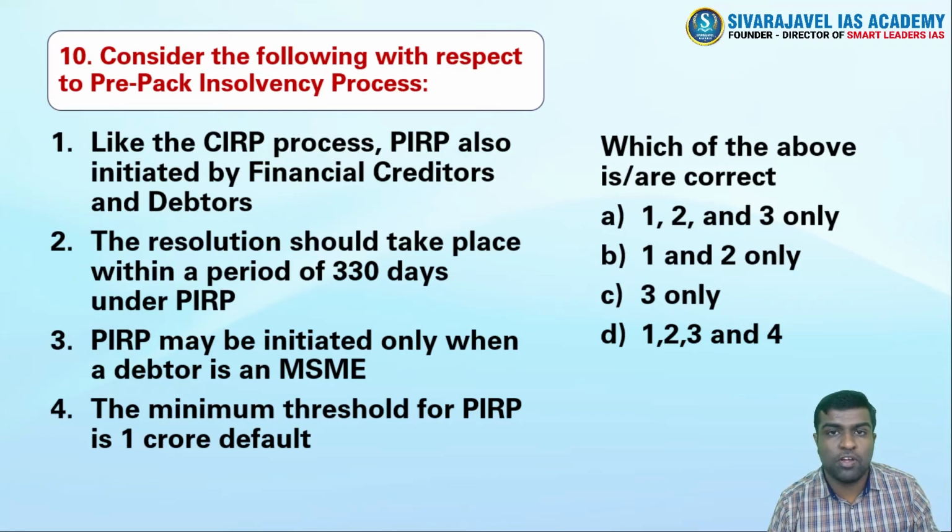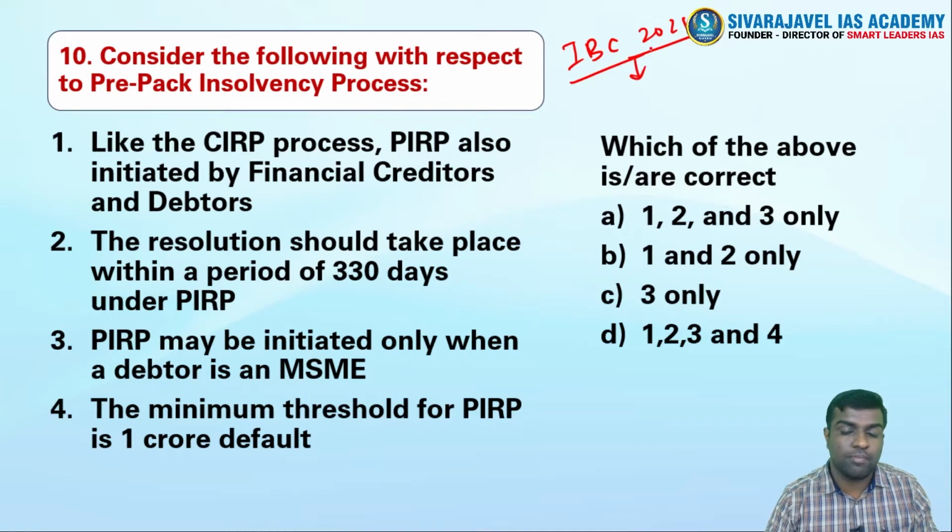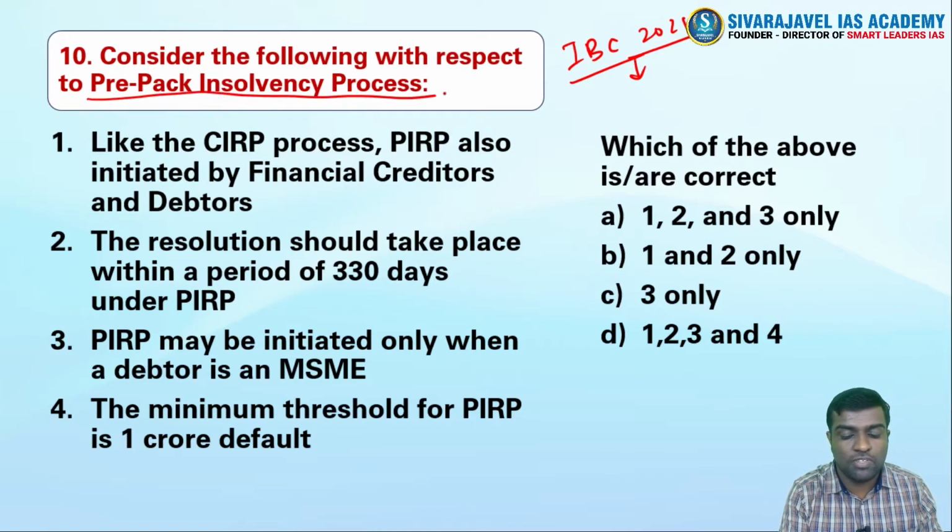Hello all, today as part of the Economic Current Affairs revision through MCQ series, we are going to look at the 10th topic that is related to the IBC amendment. Last year there was an IBC amendment, that is, the Insolvency and Bankruptcy Code was amended in 2021. And what is the major amendment and what was an important feature that was brought under this is what we call the Prepack insolvency process.